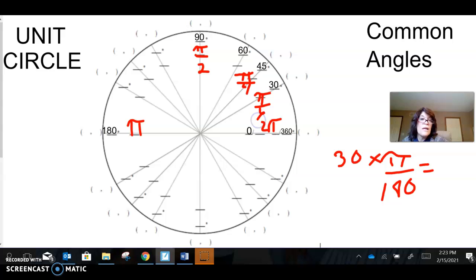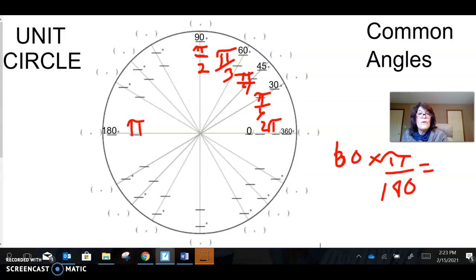If you don't like the way I'm doing it, trying to section off the unit circle, you can certainly multiply by pi over 180 every single time. That will give you the radian measure. So for 60 degrees, I can take 60 times pi over 180. That would be 6/18, which is 1/3. So 1/3 pi. We call that pi over 3.